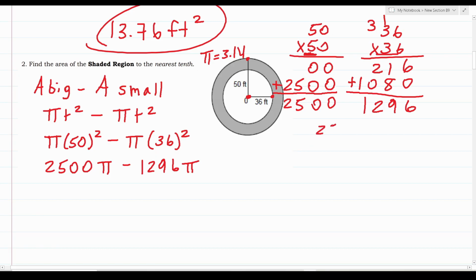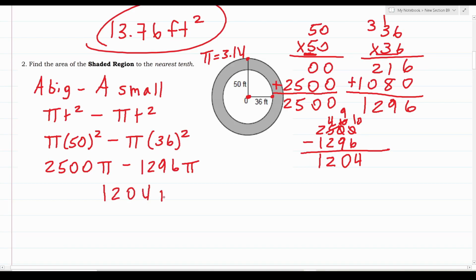We have 2500 minus 1296. Again, 0 minus 6 we can't do, so we're going to have to borrow from the left. We have a 0 here, so we can't borrow there. We're going to have to borrow from this 5. This will become 4. This will become 10. Borrow one more time, so this becomes 9. This becomes 10. 10 minus 6 is 4. 9 minus 9 is nothing. And then 4 minus 2 is 2. 2 minus 1 is 1. So this becomes 1204 pi.